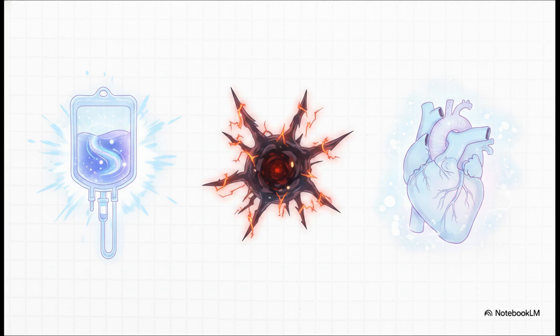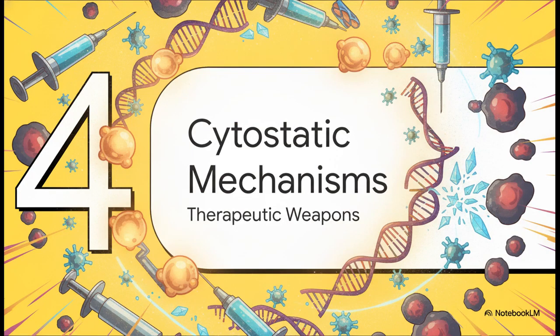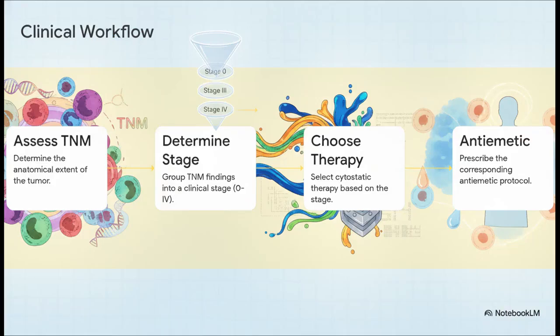All of these just provide precise timeline context for the patient's condition. Part 4. Therapeutic weapons and cytostatic mechanisms. For us clinicians, this is the explicit algorithmic workflow.